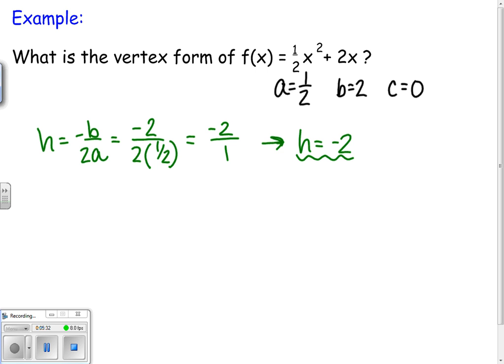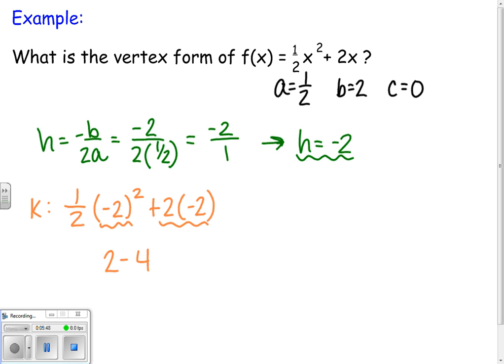To find k, I'm going to put that back into the original function wherever I see an x. Use the calculator. Negative 2 squared is 4 times 1/2 is 2. And 2 times negative 2 is negative 4. So k is negative 2.